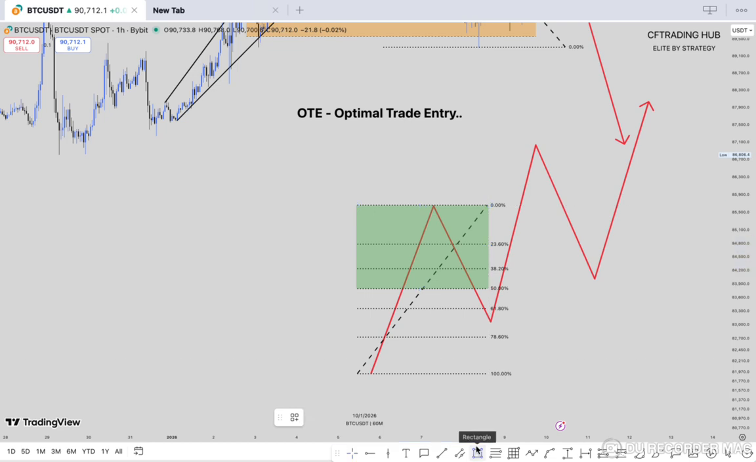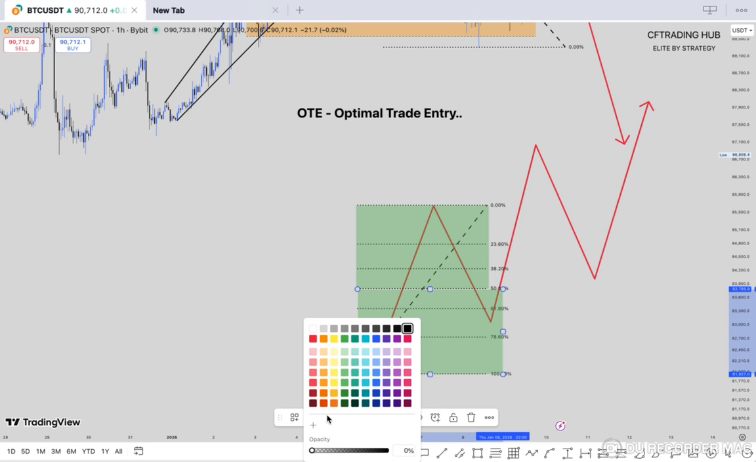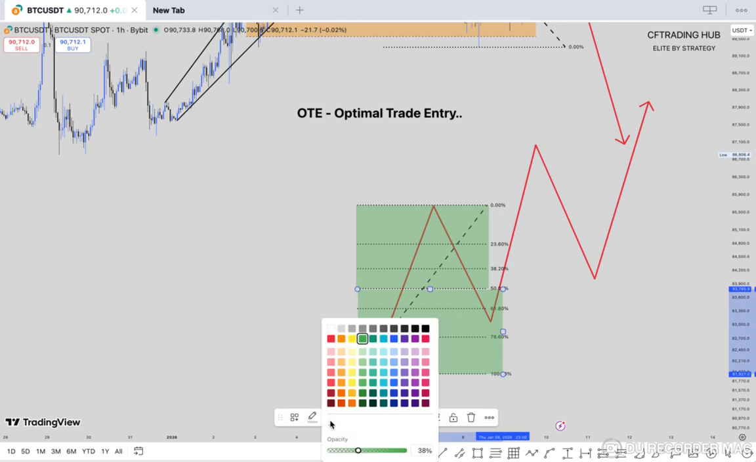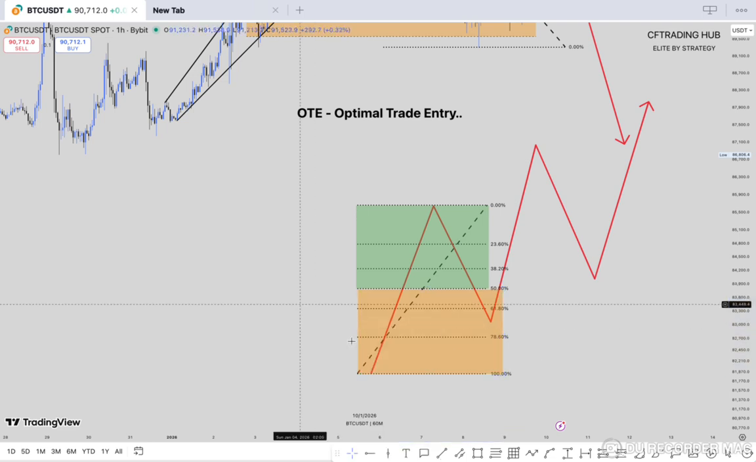And I said, whenever you are looking to buy, you are in an uptrend, you need to buy from discount. So let me change the color so you note it better. Now 50% below is discount, and we are looking to buy from discount, right?